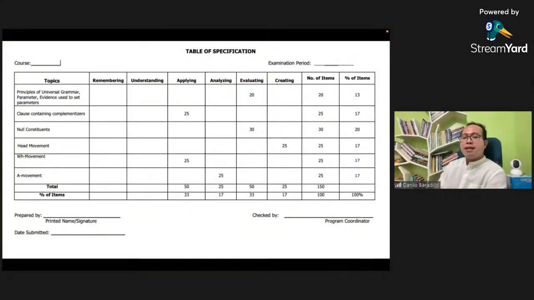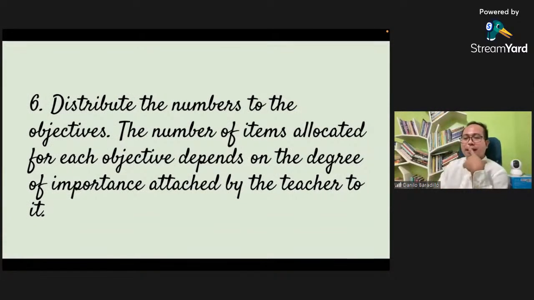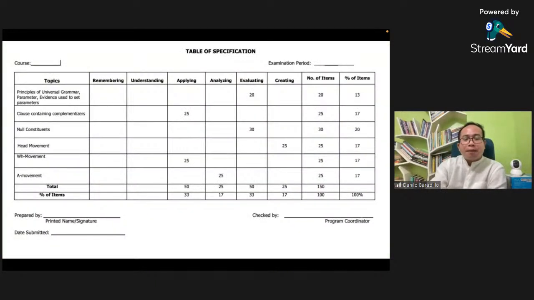Okay, now here is an example. The next slides that I will be showing you are different TOS examples, which I have gathered. But I'm not telling you which school this is, right? For example, this one. So you have the course, and then you have the examination period. Then the Bloom's taxonomy: remembering, understanding, applying, analyzing, evaluating, creating, then the number of items, and then the percentage of items.